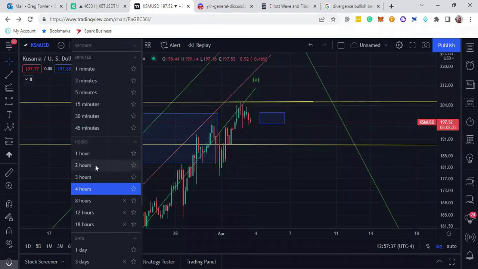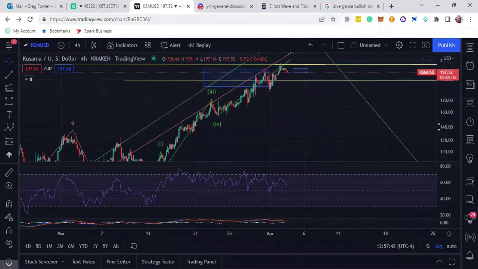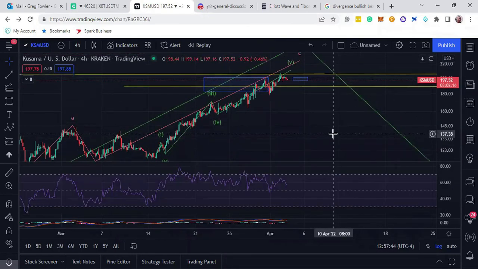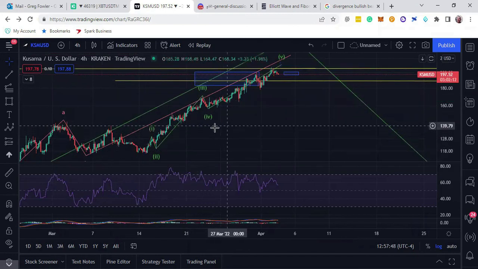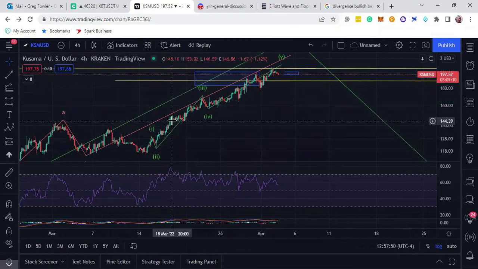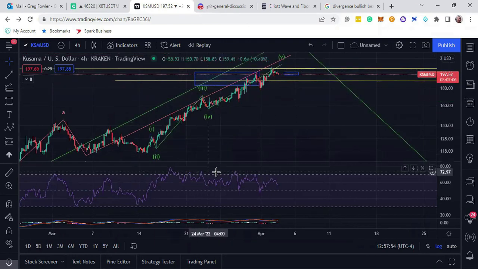Let me go down to a 2-hour chart. Let me check the divergence first. You can see on Kusama, here's a good example: 1, 2, up for a 3. This is some sort of third wave that just extended out, for a 3, 4, and it's up for a 5. But you can see that divergence, so it's losing momentum.